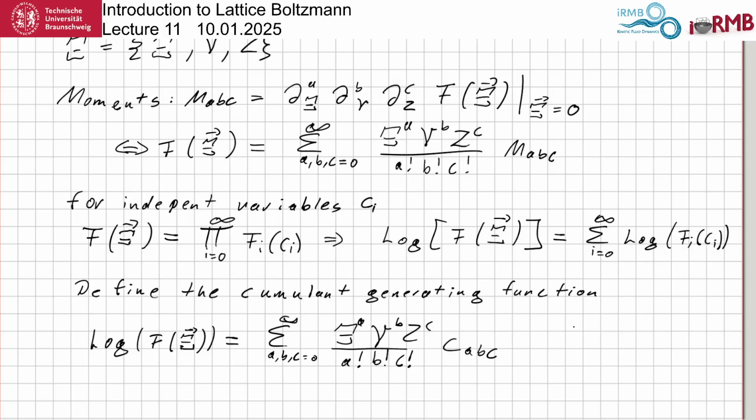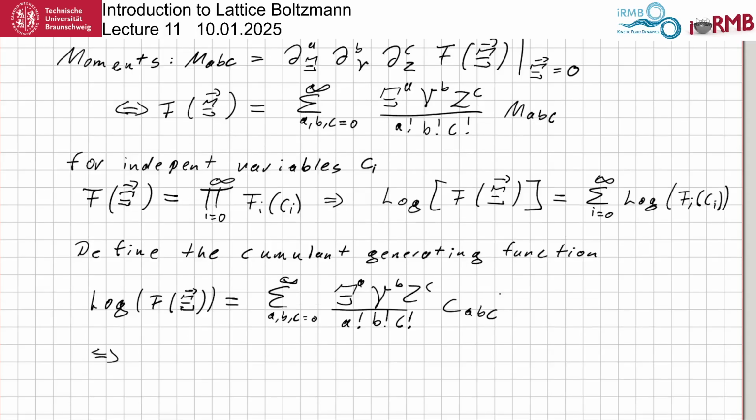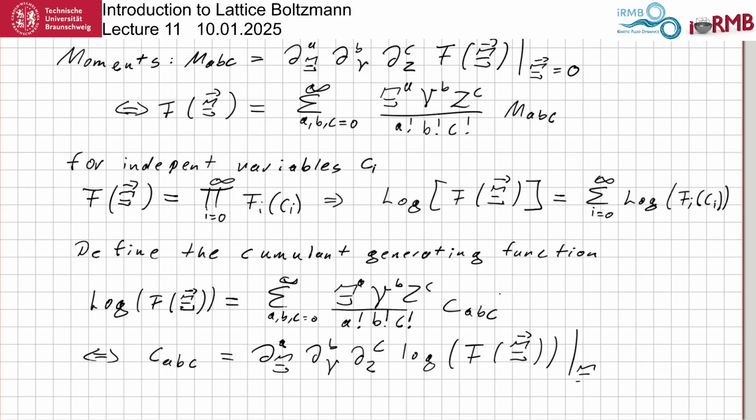So c_abc. And now we turn this around, go back to the definition and say that c_abc is the a-th derivative in xi, the b-th derivative in upsilon, and the c-th derivative in zeta of the logarithm of the moment generating function. And as a development point, we have the same as 0.